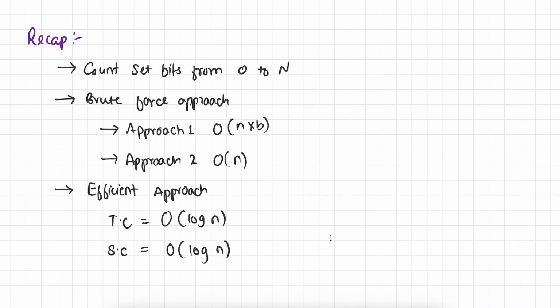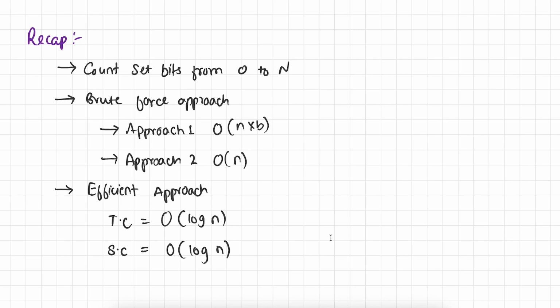So let's have a quick recap of what we have done so far. We are given a problem to count the total number of set bits from 0 to n. To solve this problem, we saw the brute force approach, and in brute force we saw 2 approaches to solve this problem. The first approach took big O of n into b time, and the second approach took big O of n time. I have discussed both approaches in the previous video. So if you have not watched that video, then I highly recommend watching that video first to better understand this problem.